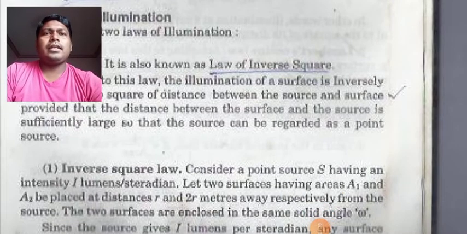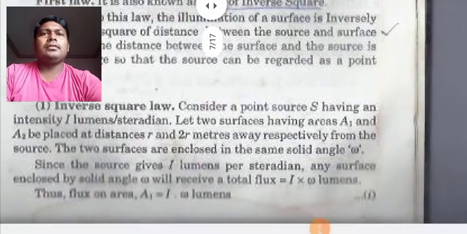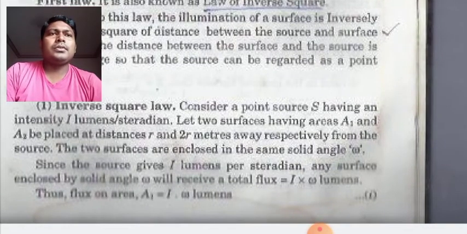Now, inverse square law. Consider a point source S having an intensity I lumens per steradian. Let two surfaces having areas A1 and A2 be placed at distance r and 2r meters away respectively from the source. The two surfaces are enclosed in the same solid angle omega.